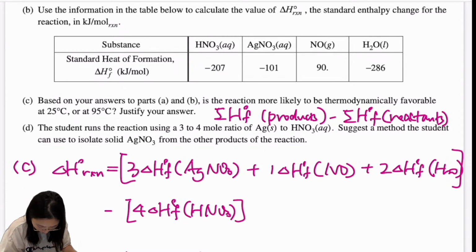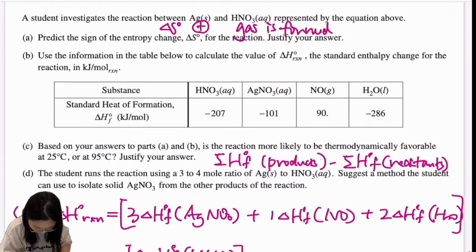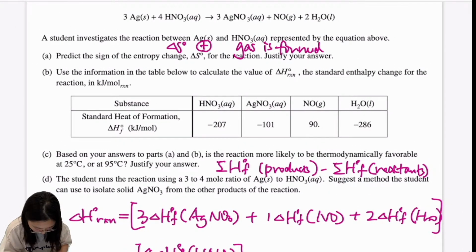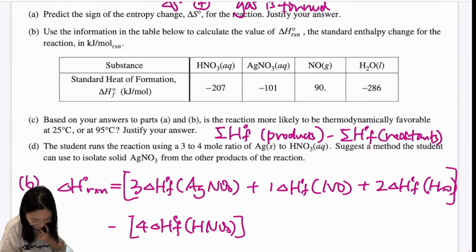It's D. Wait, what is the question? Oh, what I just did is question B, not C. Okay. Based on your answers to parts A and B, is the reaction more likely to be thermodynamically favorable at 25 or at 95? To answer that question, I will have to calculate the answer for B.